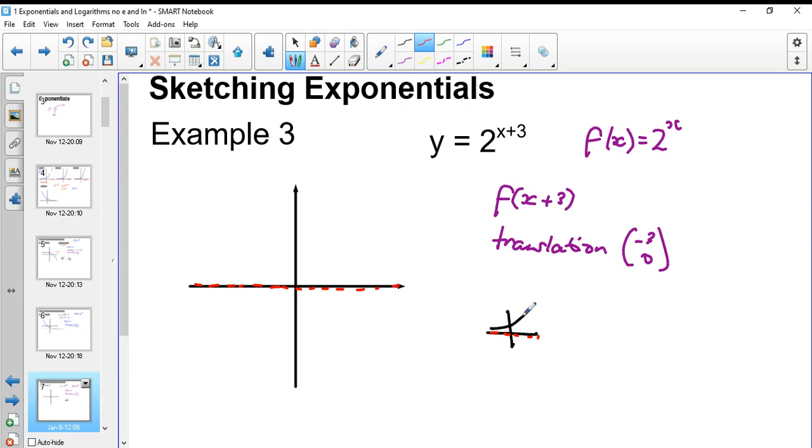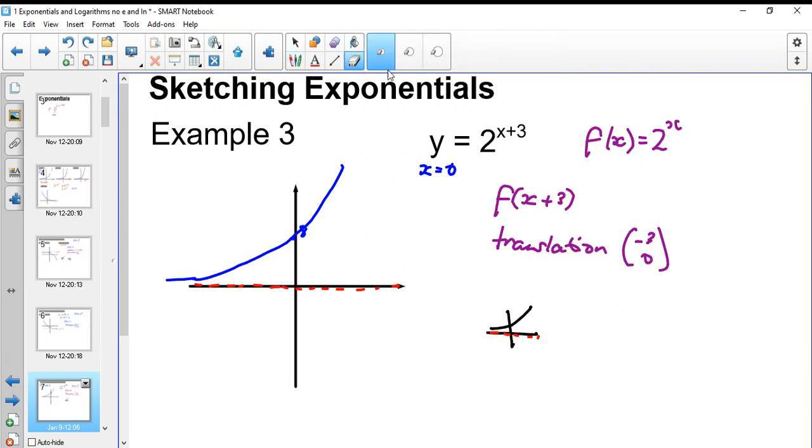Okay, the only thing that's going to happen if I move that left is that it's going to cross the y-axis at a different place. That's all. So if I say x equals 0, that's going to be 2 to the power 3, which is 8. So that's going to go through 8 there, and then look like that. Okay, and it's just going to converge a bit later on, that's all.